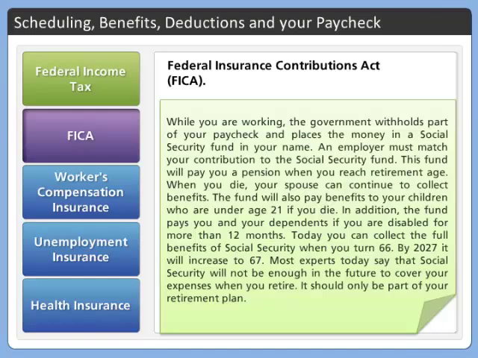Today, you can collect the full benefits of Social Security when you turn 66. By 2027, it will increase to 67. Most experts today say that Social Security will not be enough in the future to cover your expenses when you retire. It should only be a part of your retirement plan.